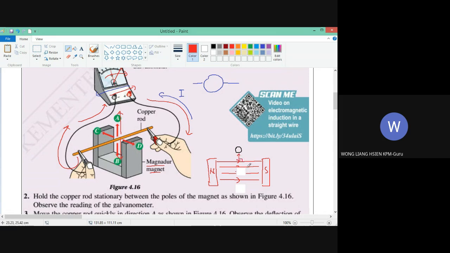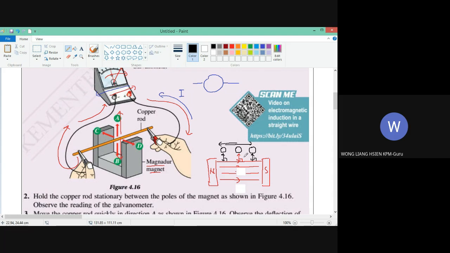Okay, so that means if the copper rod is here, then you see this is the distance. If the copper rod is here, this is the distance. So you see, if the copper rod moves in this direction, then the distance is the same between the copper rod and the magnetic flux, right? The distance doesn't change. So that means there will be no relative motion.